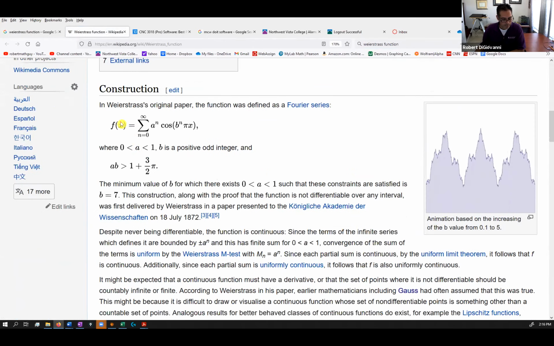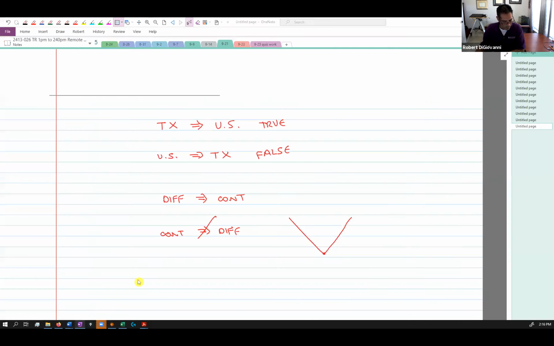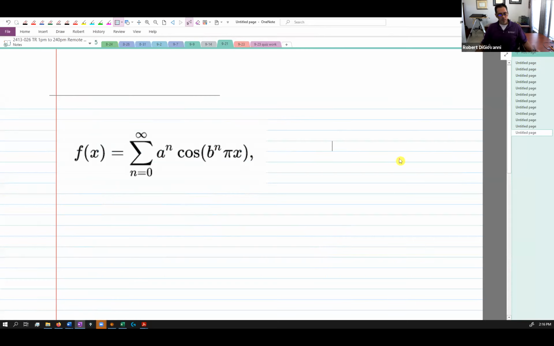So here's the function right here. For those of you who don't know, this is a summation, which means we're just going to add up a bunch of terms. So we start with n being 0, and I replace all my n's with 0. So a to the 0 cosine of b to the 0 times pi x. That's really just cosine of pi x, because anything to the 0 is 1. That's when n was 0, right?